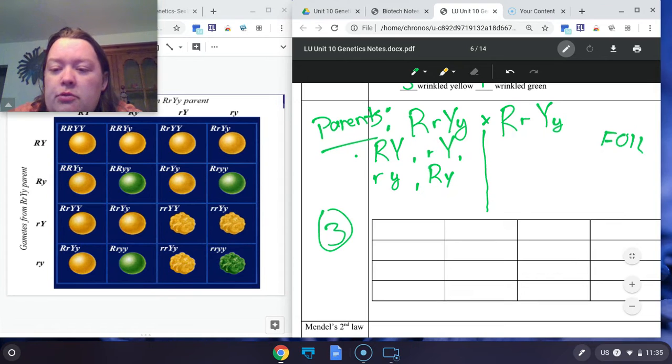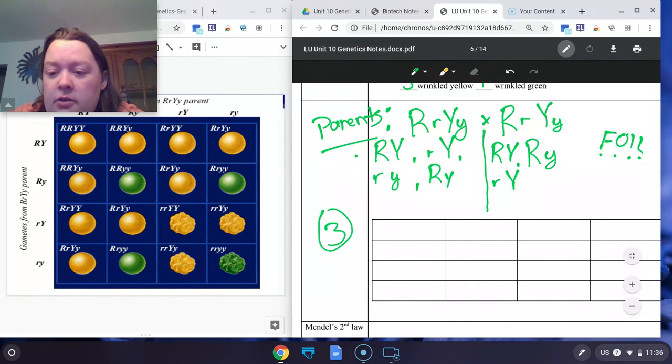It's very similar to what you would do in math, except in this case with the letters. So the F stands for first, the first of each letter. So the first R is a big R. The first Y is a big Y. The O stands for the outer letters. So on the outside, I have the big R, and on the outside over here, I have the little Y. The I stands for the letters in the middle. In the middle, I have a little r and a big Y.